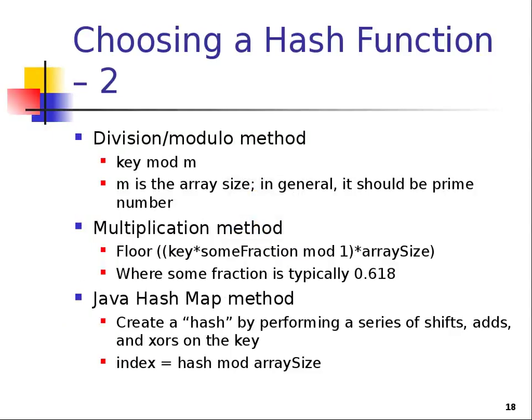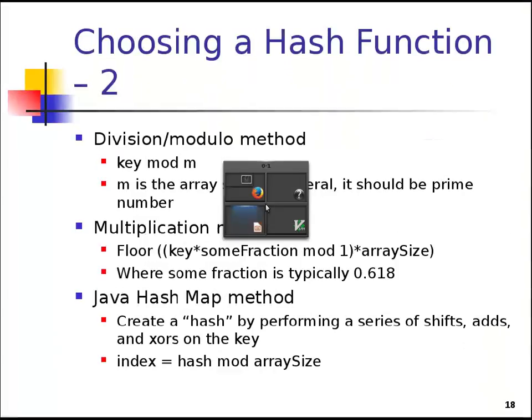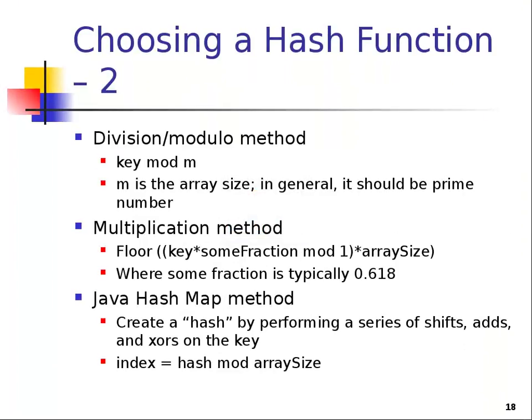This one uses modulo, key mod m, where m is the size of the array. You can also do a multiplication method, where it's key times some fraction, mod 1, times the array size, mod m. Why would we do it that way?